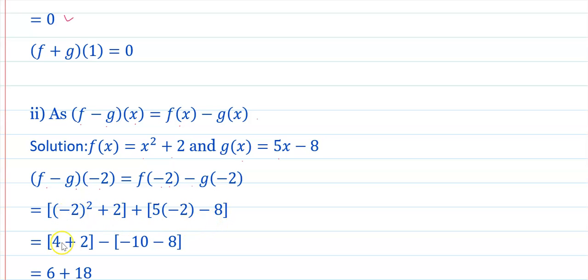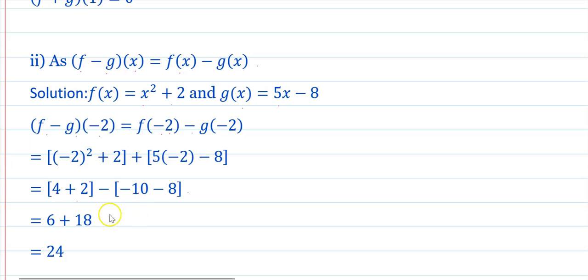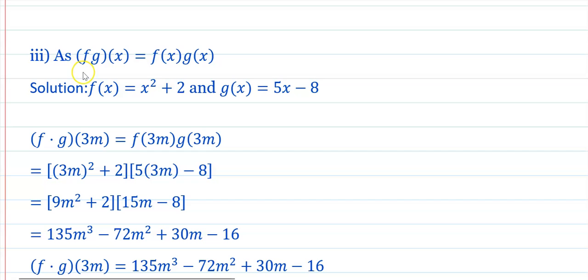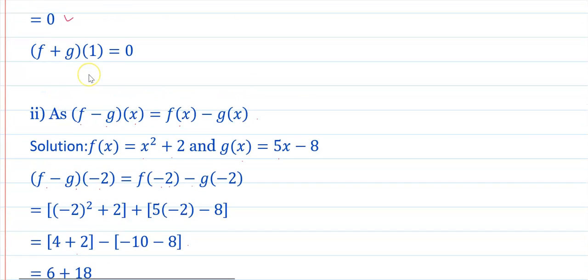Minus 2 square means what? 4 plus 2. 5 into minus 2, that is minus 10 minus 8. Okay, then here you will get minus 18, minus minus will become plus 18. 4 plus 2, that is 6. 6 plus 18, then here you will get 24. Okay, now the next, find the value of what is next?